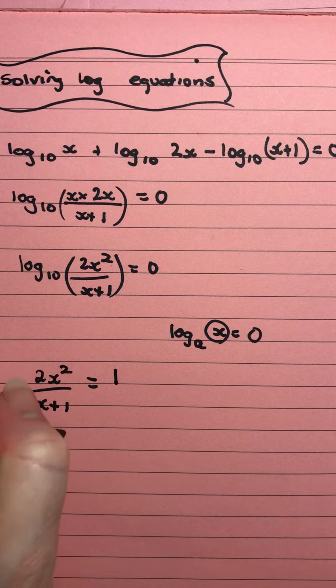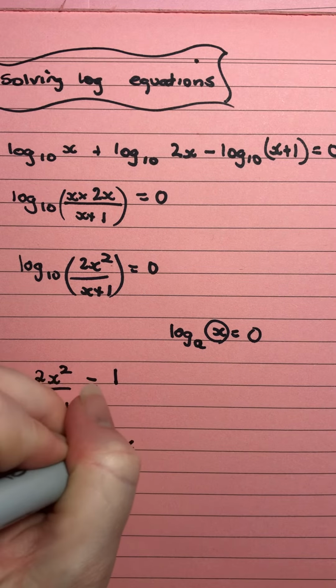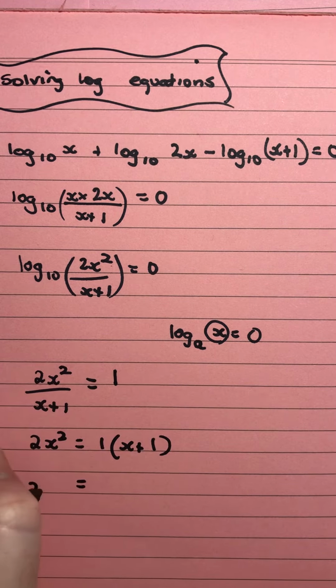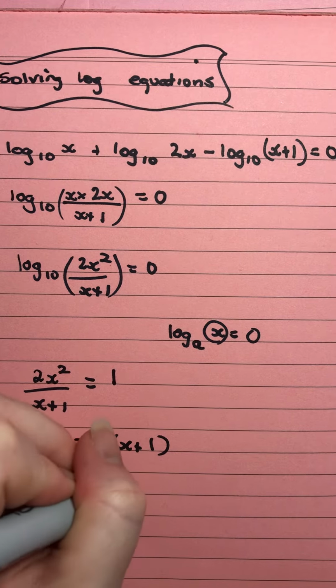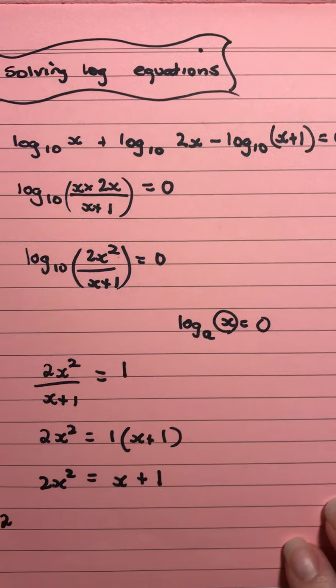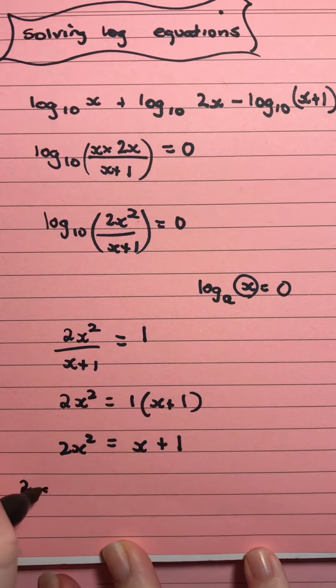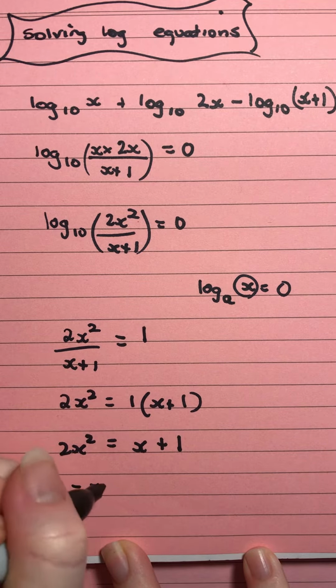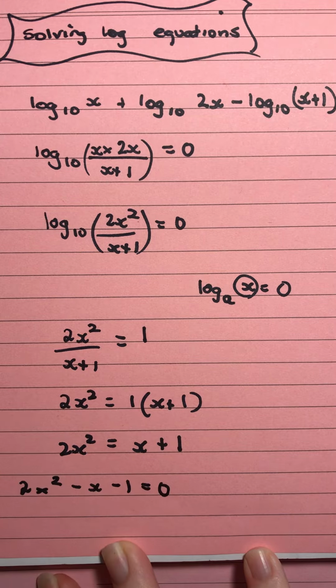So we can go 2x squared is equal to 1 outside of x plus 1. So our 2x squared is equal to x plus 1. Now we can take everything to the other side. So we've got 2x squared minus x, take 1 equals 0. Now we can factorise and then solve that.